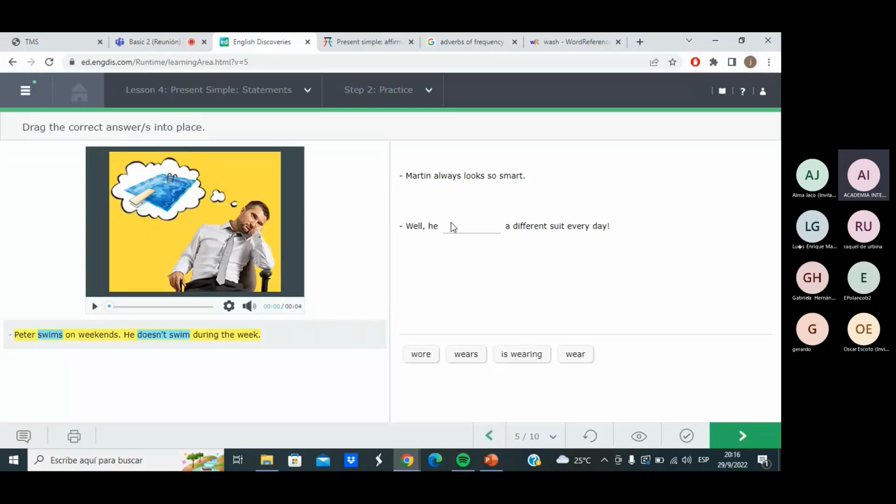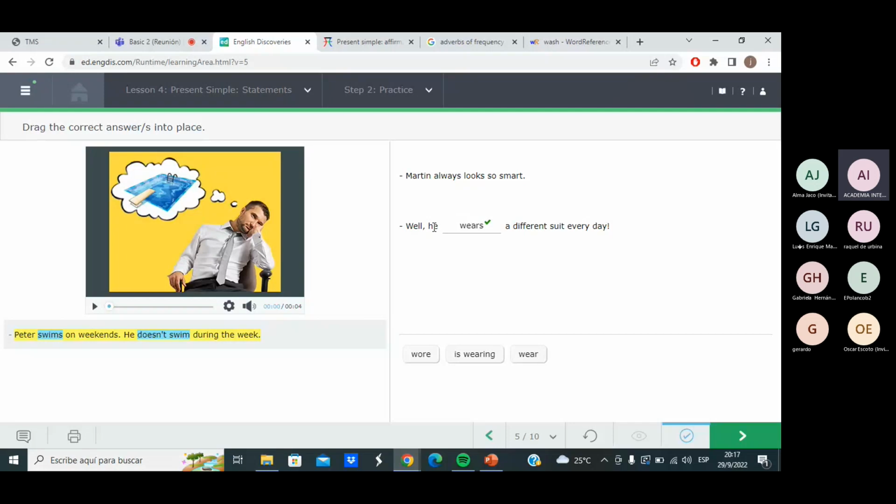Okay, this is number 5. Martin always looks so smart. Now complete this one. Wears. Wears, right? Yes, well, he wears a different suit every day. Yeah, you're right. That's correct. He wears a different suit every day.